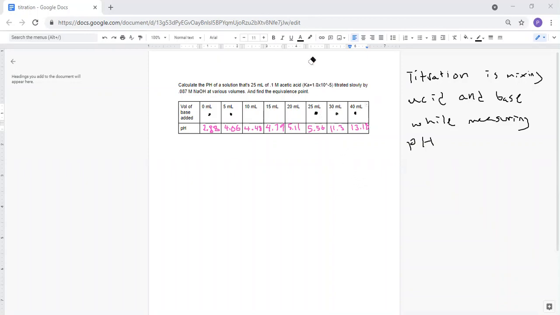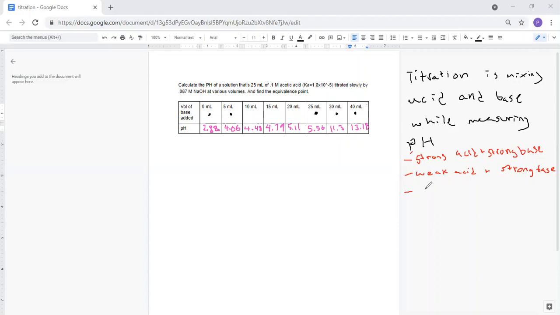So first of all, what you want to do is try to figure out what type of titration this is. That's the first step to a titration problem. There's 3 types of titrations. We have strong acid and strong base titrations, where we mix strong acid and strong base. Then we also have titrations which are weak acid plus strong base, like this one here. NaOH is a strong base and acetic acid is a weak acid.